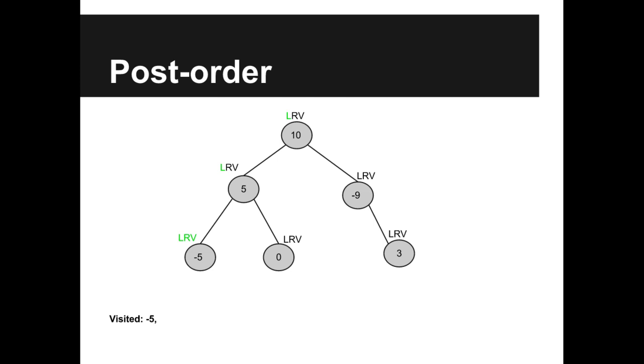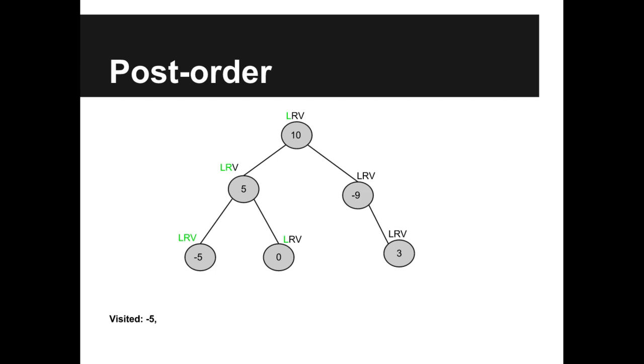When we look at node 5, we see that L has already been highlighted. So the next thing that is gonna be executed is gonna be R. So we're gonna execute R. R tells us to go to the right subtree of 5. We go to the right subtree of 5.